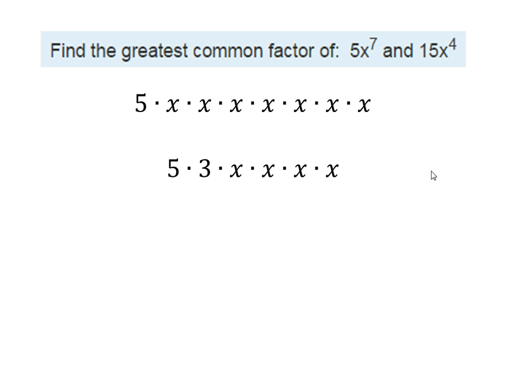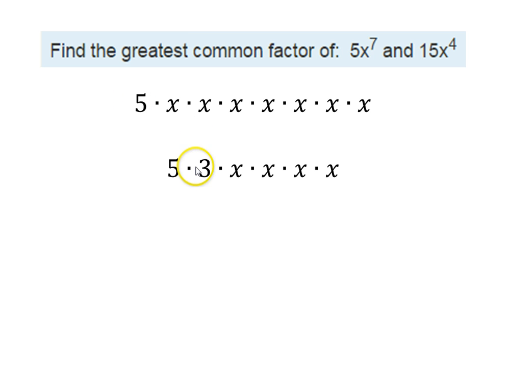So on the screen here now I have the prime factorization of 5x to the 7th and 15x to the 4th. I've just broken them down as much as I possibly can. I can't break these things down anymore. 5 can't be broken down because it's prime. Also 3 cannot be broken down anymore because that's a prime number. So now that I have this, it's going to be easy to see what they have in common.